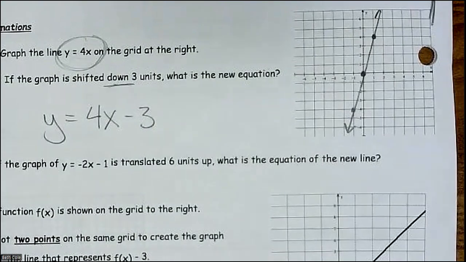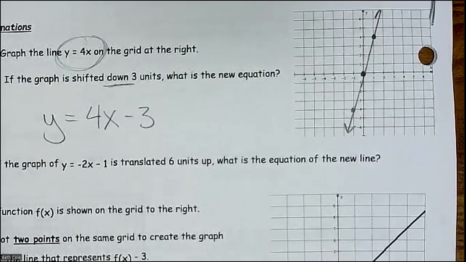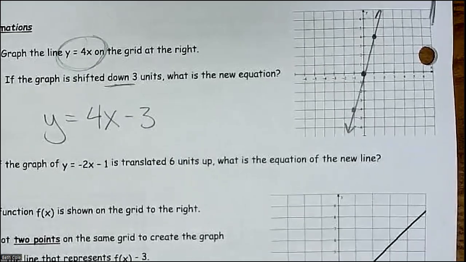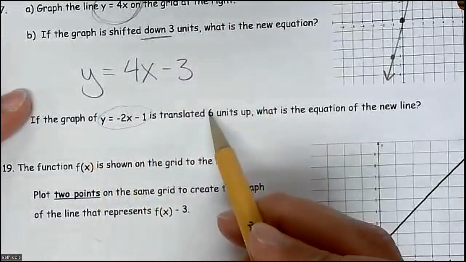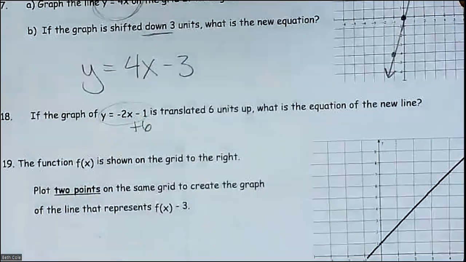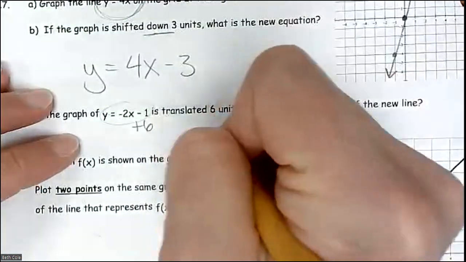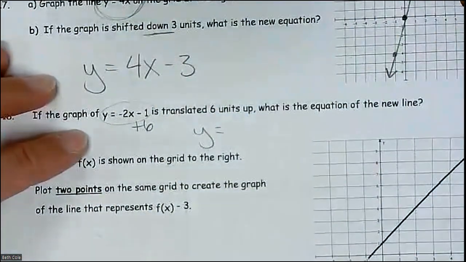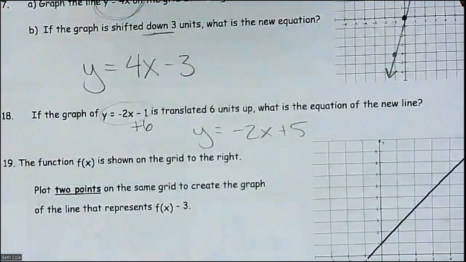Okay, that was a little shaky, so let me do a follow-up. What if you wanted it to go up 7? Then what would you do? Plus 7. Good. Okay, so plus is up, minus is down. So for this one, you want to take this equation, move it 6 units up. So all you're going to do is add 6. Up 6, you're going to put plus 6. So what's the new equation? Good job. -1 plus 6 will give you plus 5.